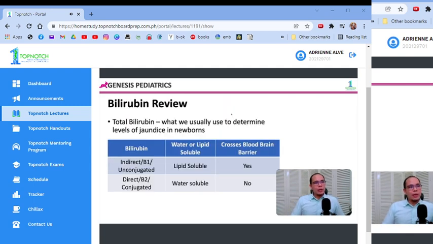Okay? So again, in newborns, what is the most important thing that we measure? Because bilirubin, as we all know, is composed of your indirect or unconjugated or B1, pare-pareho lang yun, okay, nakakalito, or the direct or conjugated or B2. Okay? The total is simply your B1 plus B2. Okay? So what is more important?